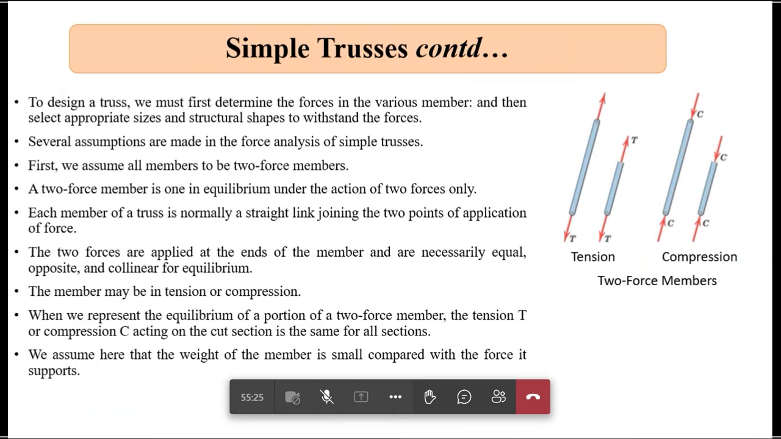Here we have learned about trusses, and we have defined a truss, and we have said that each of the members can be in tension or in compression, and they are considered as two force members. For equilibrium of two force members, what do we have? The two forces are applied at the ends of the member and are necessarily equal, opposite and collinear for equilibrium. The member may be in tension or the member may be in compression. Now, if I take a cut section at any point, then the force acting at that will be the same.